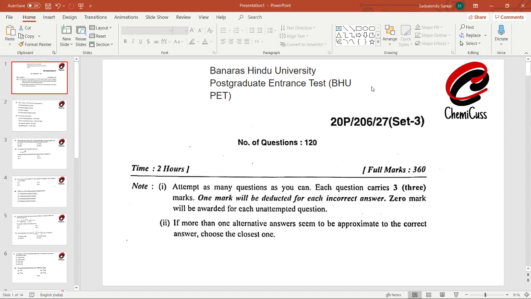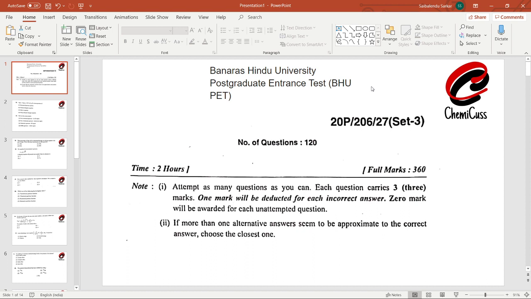Welcome to ChemiCuss guys. So as you can see, this is the BHU PET examination test, which is the Banaras Hindu University Post Graduation Entrance Test, and this is quite a popular MSc entrance examination test, apart from JAM and all, because BHU is a topmost Indian university for studying basic sciences, and it has also been ranked in the NIRF top chart.